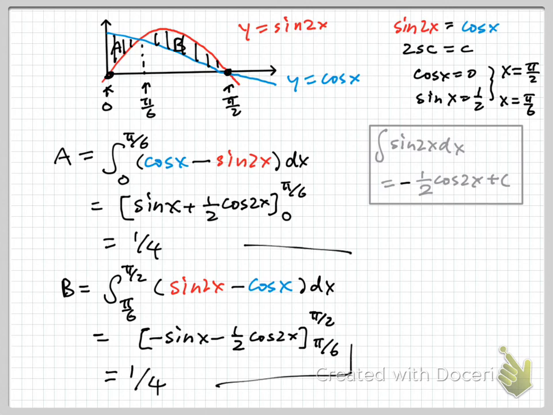So the total area is the sum of these two. The area will be just A plus B, and that goes to 1 over 2. That is the answer to this particular area. There are some other examples in part 2 and part 3 to follow.